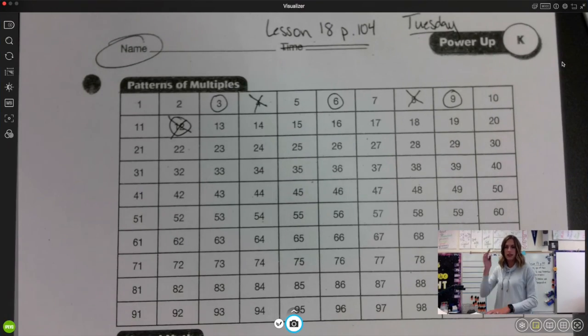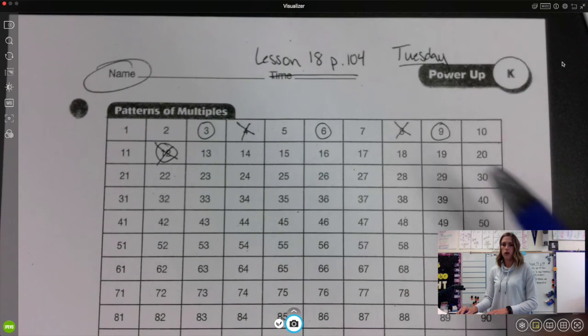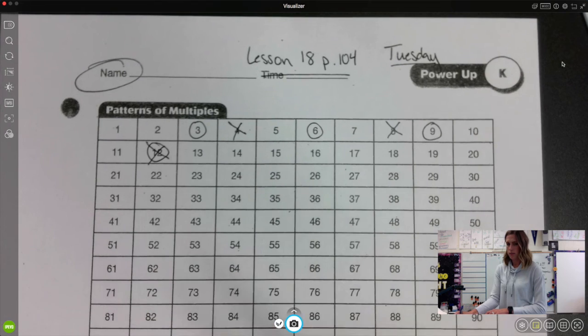All right, third grade. Today we are on lesson 18. Lesson 18 starts on page 104 in your math textbook. Okay? So, in our power-up today, make sure you get your name on the top.